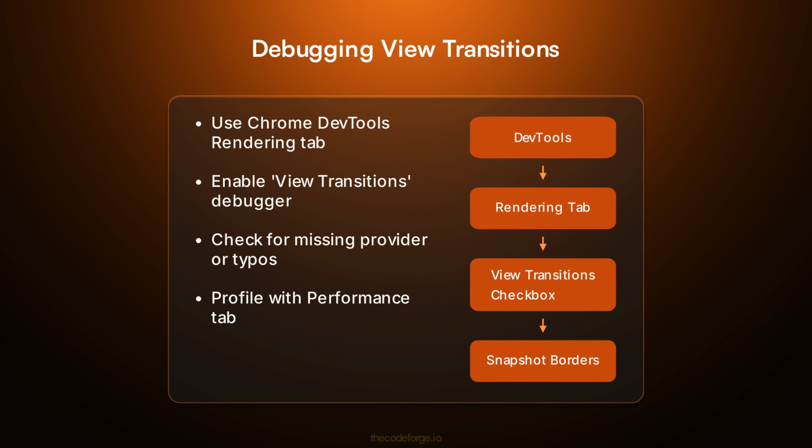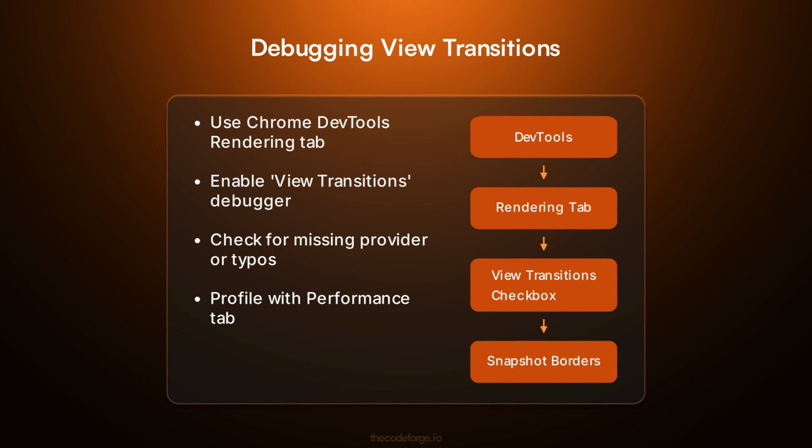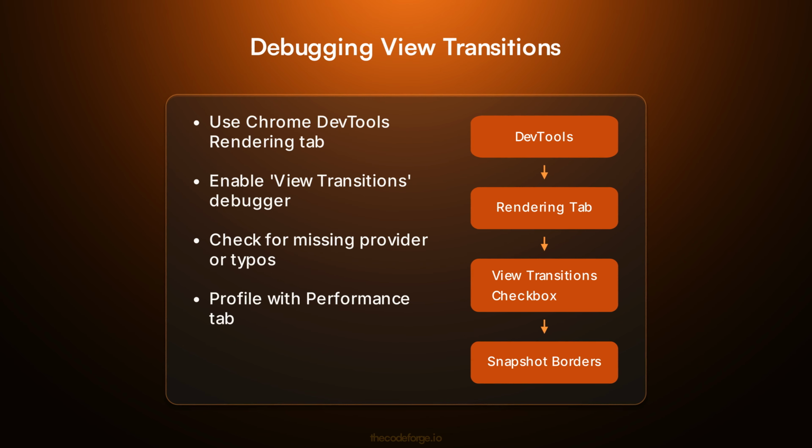Debugging view transitions can be tricky. Use the Chrome DevTools Rendering tab to enable the ViewTransitions debugger, which shows snapshot borders and animation timelines. Common issues include a missing provider or typos in CSS pseudo-elements.